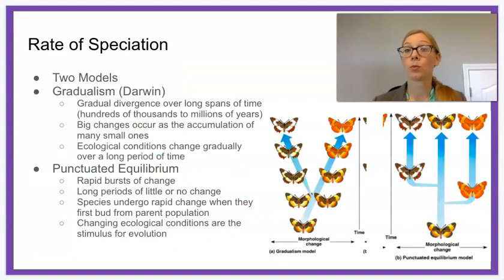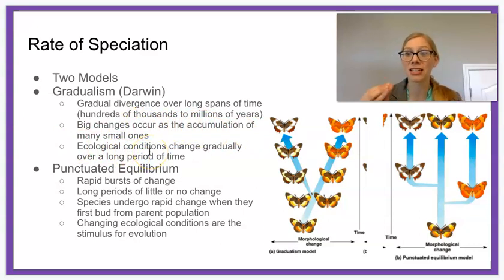We can also talk about the rate of speciation. Basically, how fast are new species being created? There are two models that we talk about: gradualism and punctuated equilibrium. Gradualism is a gradual divergence over long spans of time, typically hundreds of thousands to millions of years. Big changes occur as the accumulation of small ones.